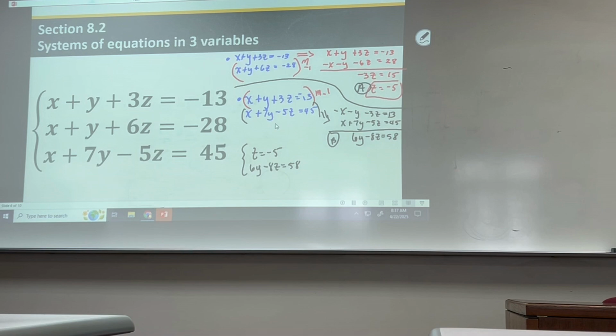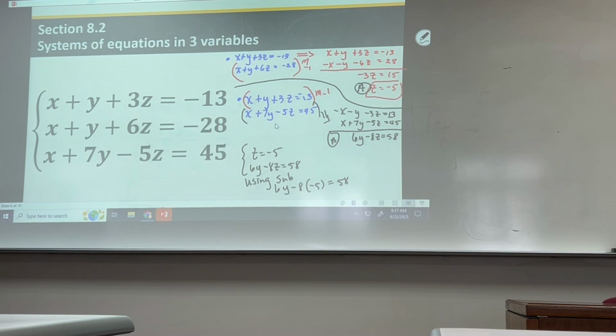Well, we already know what z is, right? Couldn't we just substitute and find y? So could we use substitution to finish this one out? Since z is negative 5, I'm going to replace z in the second equation. So using substitution, 6y minus 8 times z, which is negative 5, equals 58.